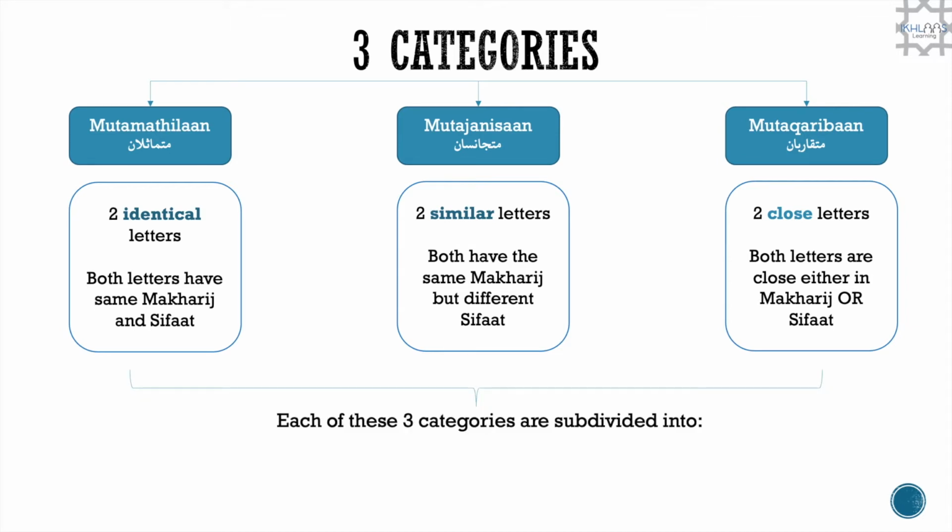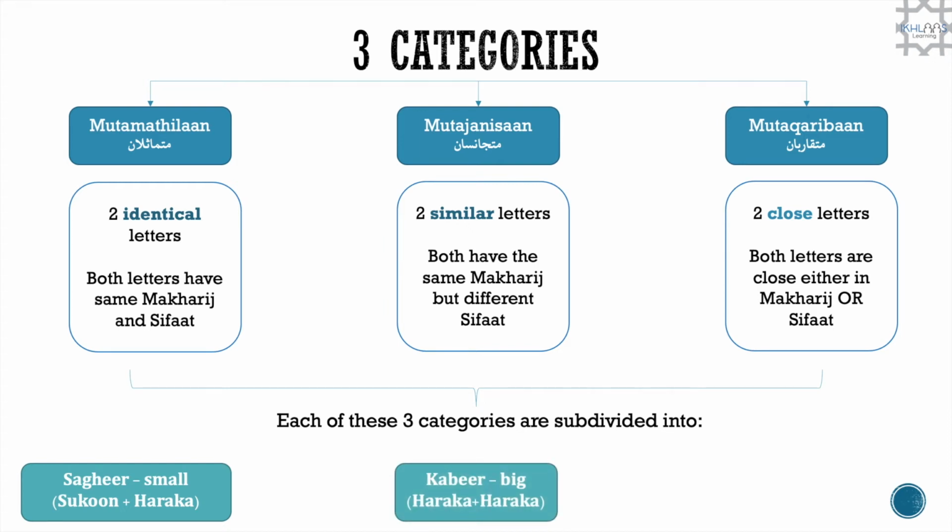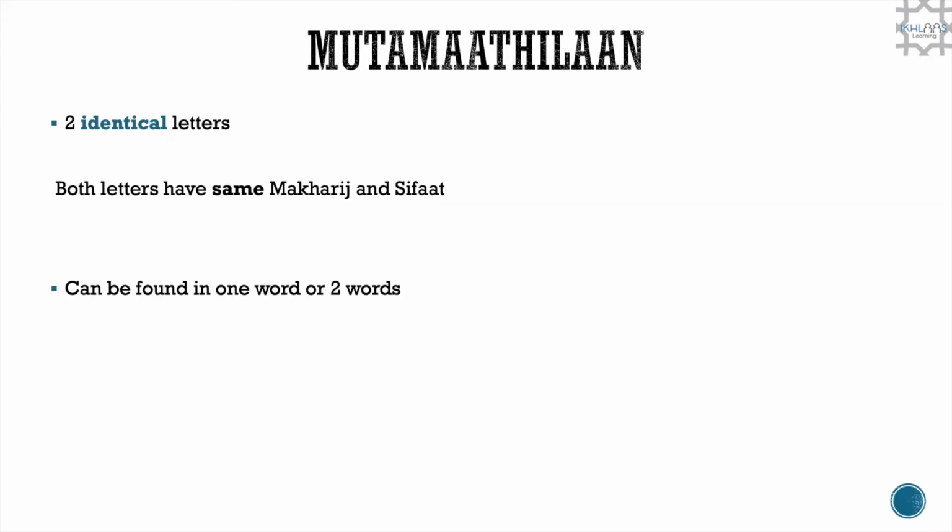Each of these three categories are subdivided into saghir, which means small, where there is a sukoon on the first letter and a haraka on the second letter; kabir, which means big, where there is a haraka on the first letter and a haraka on the second letter; and mutlaq, which means absolute, where there is a haraka on the first letter and sukoon on the second letter. Let's look at each one in more detail.